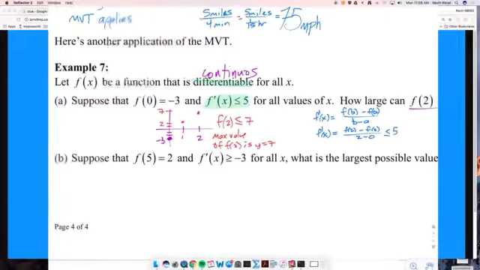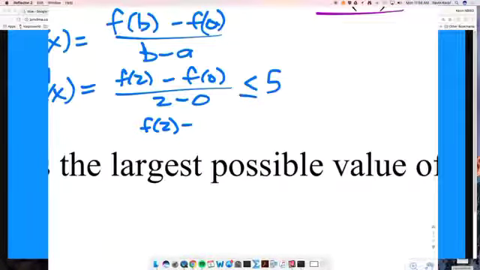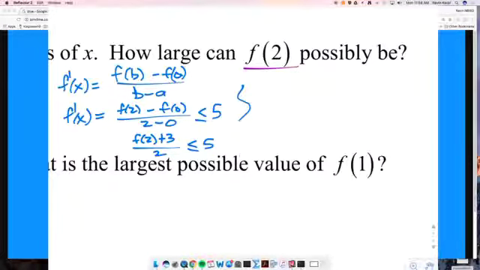We know f of 0 is -3. So we get f of 2, which we're trying to find, minus -3 makes it plus 3, all over 2 is less than or equal to 5. And what we have now is this little linear inequality. If we can solve for f of 2, we'll have our answer. So we double both sides, and we get f of 2 plus 3 is less than or equal to 5 times 2, which is 10.